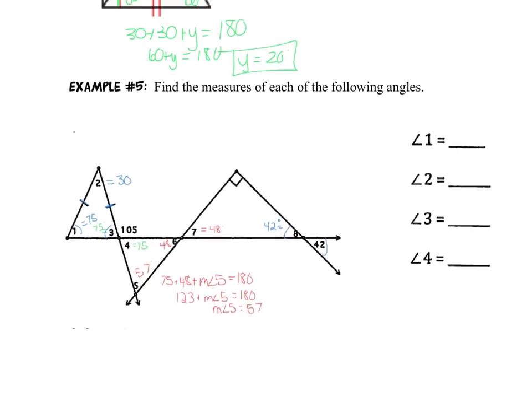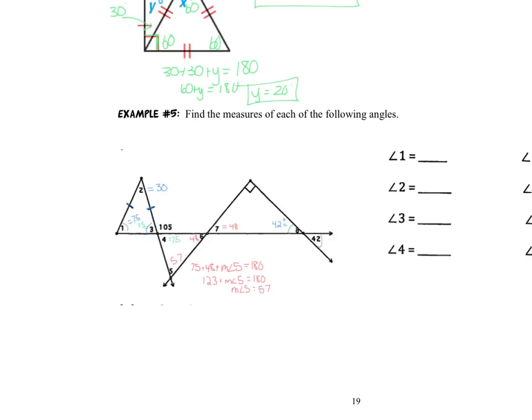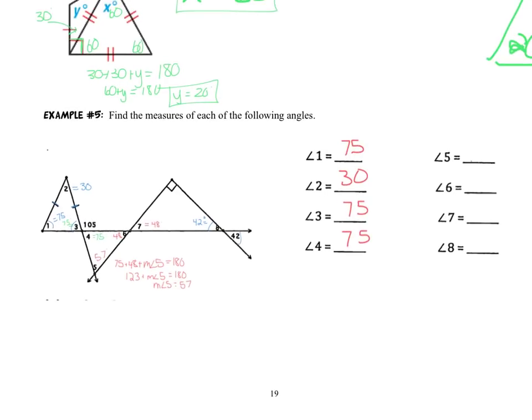So just go ahead and write all those angle measures in. We found angle 1 is 75, 2 is 30, 3 was also 75, angle 4 is 75, 5 is 57, 6 is 48, 7 is 48, and 8 was 42.